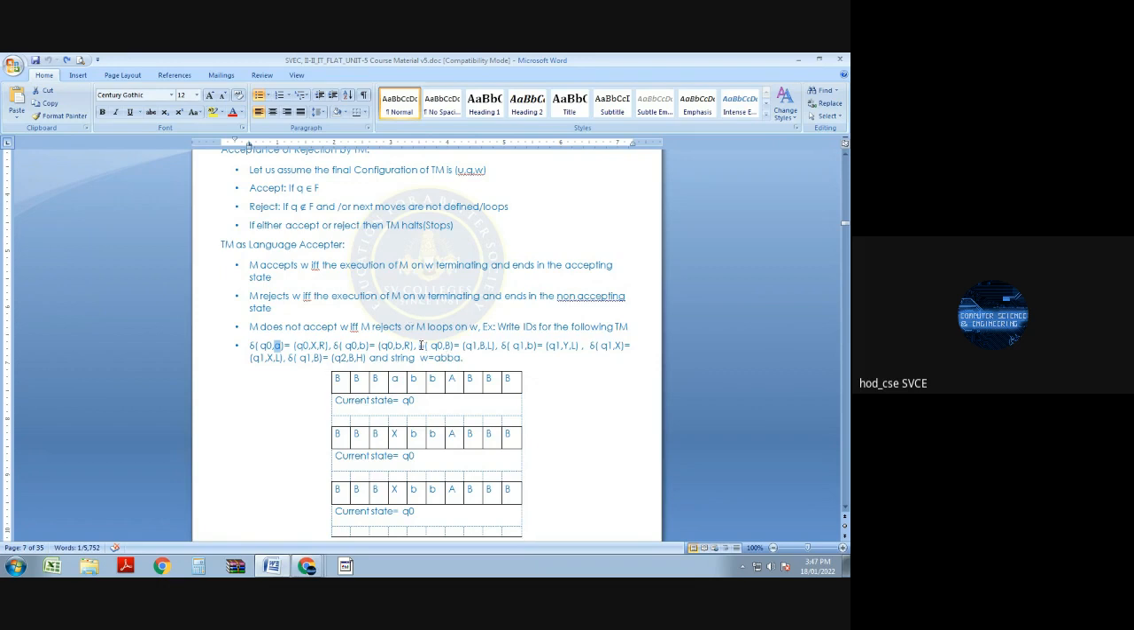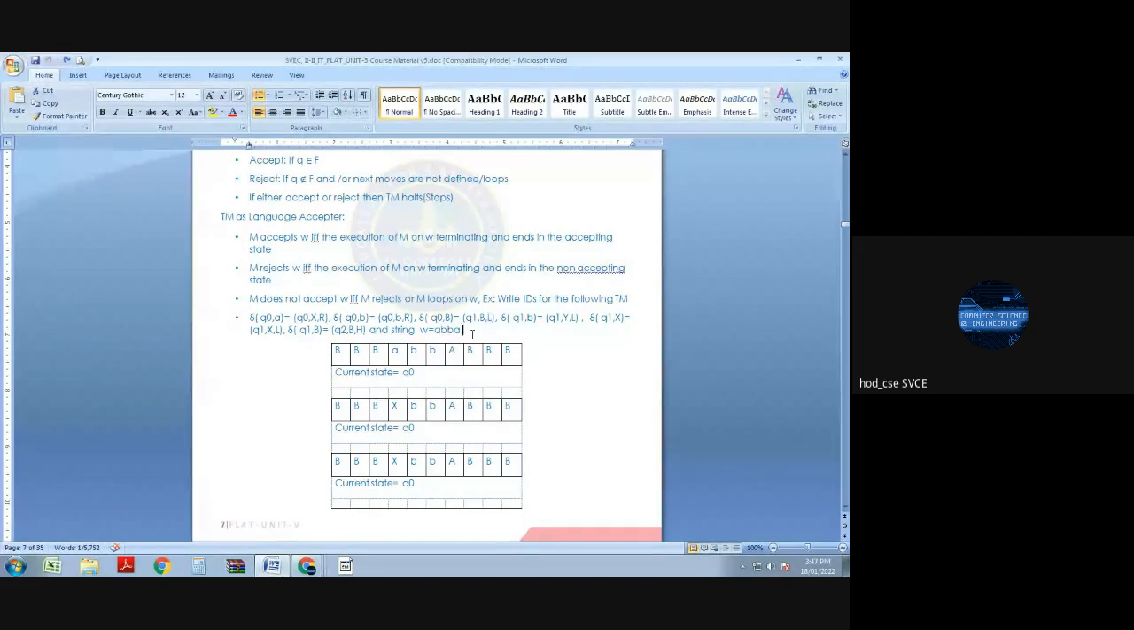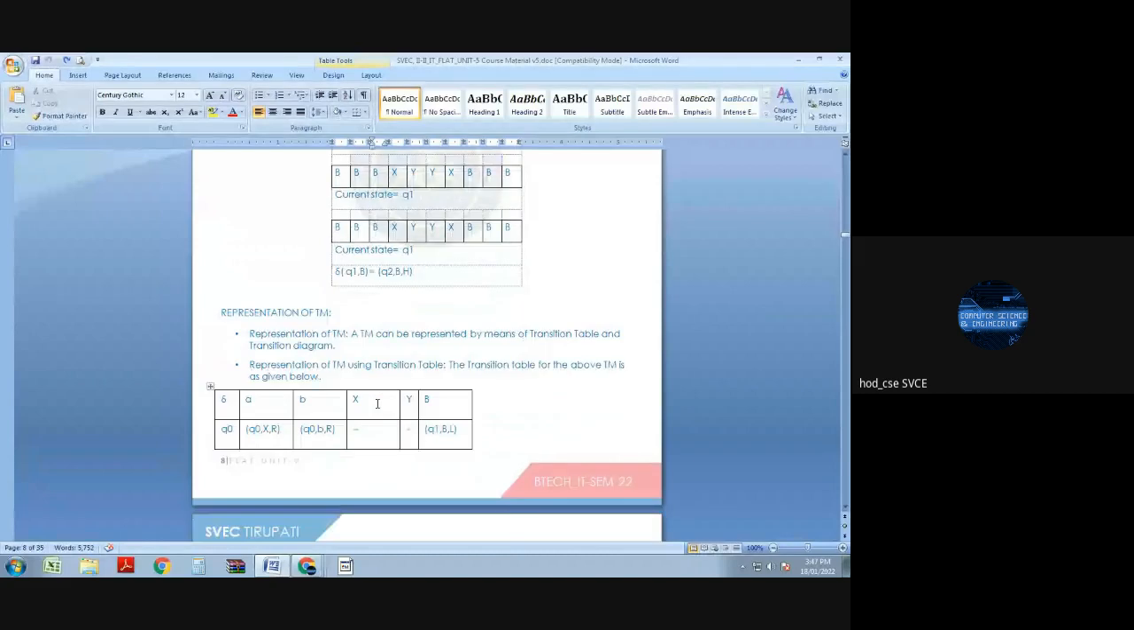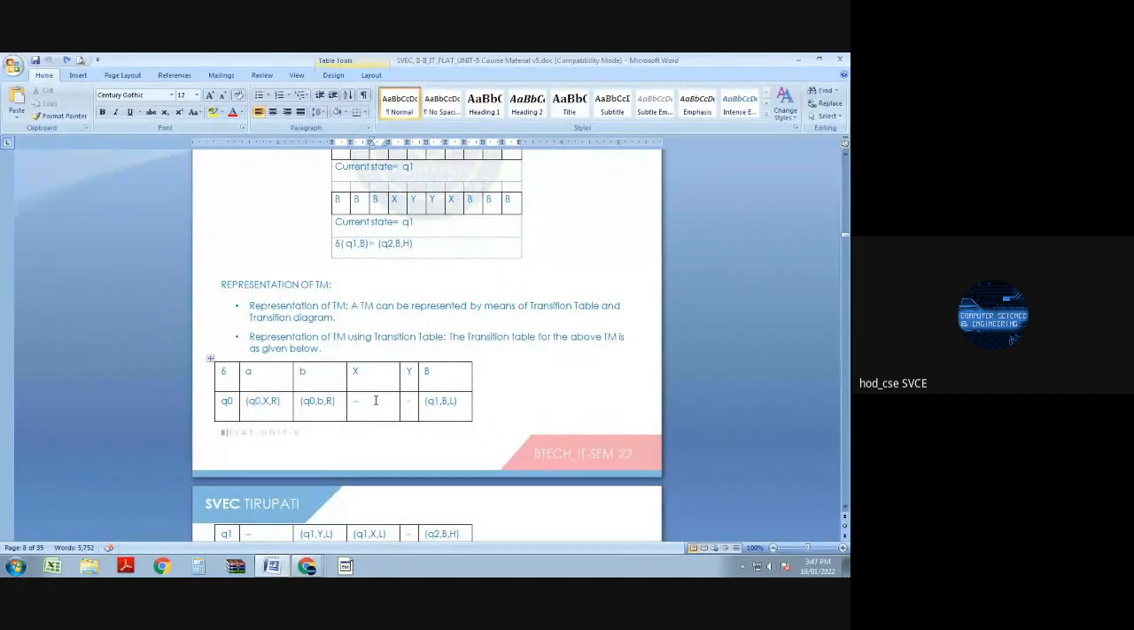See here the next example, Q naught comma B equals Q1 comma B comma L. So previous state Q naught, present state Q1. Previously it is blank, now the tape symbol is also blank. Now we are moving to the left hand side instead of the right hand side. So this is the graphical representation of these two things. That's about the Turing machine, Alan Turing machine, and the instantaneous description of the Turing machine.